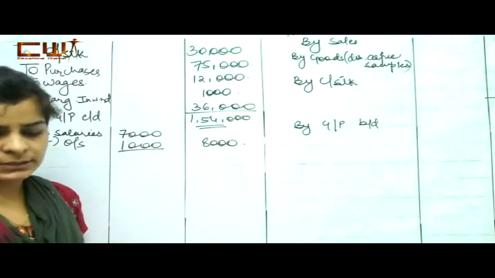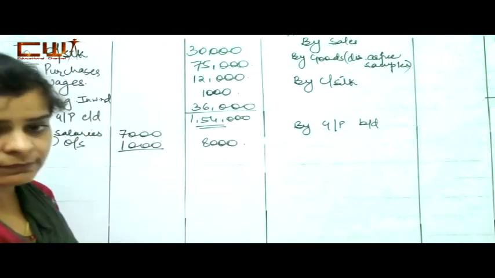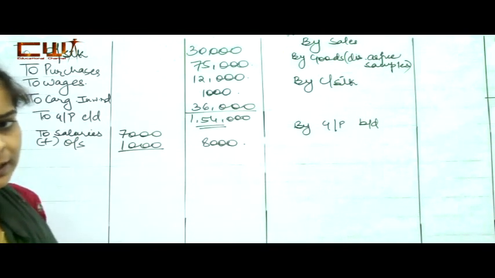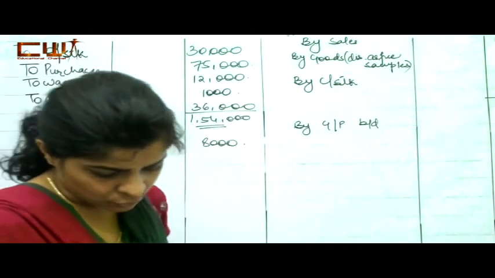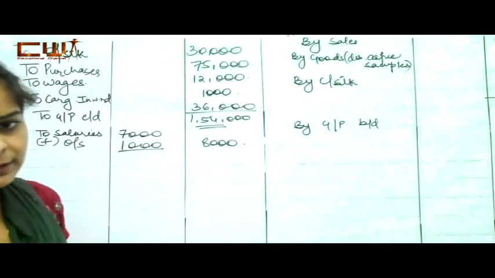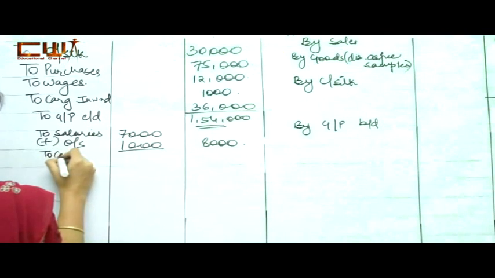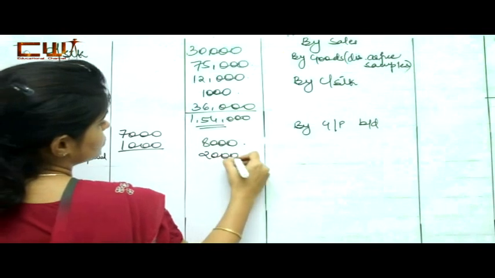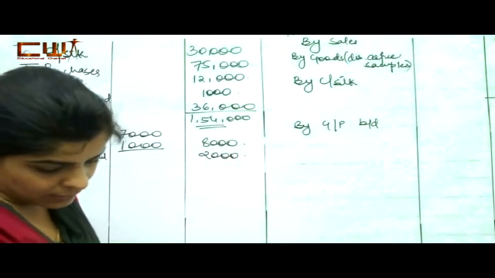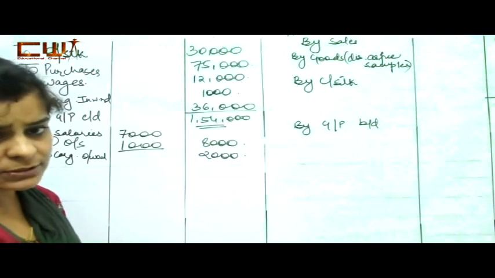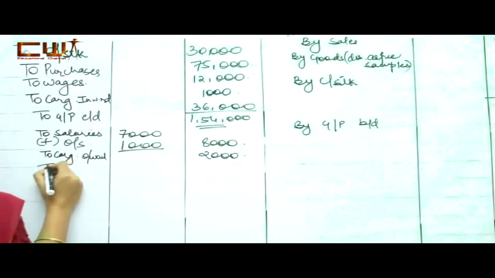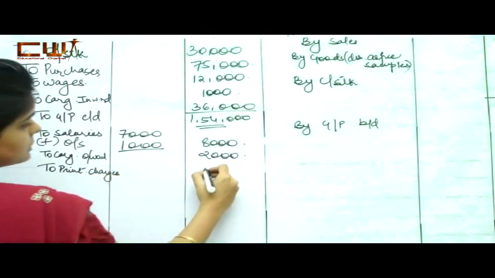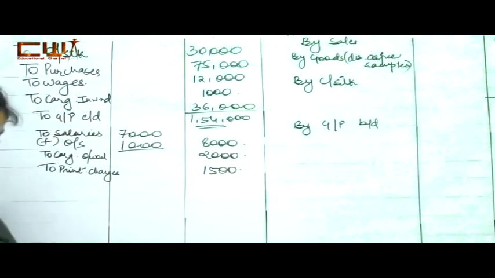So you will also mention it on the liability side of your balance sheet. Just remember. Next is carriage outward given to you. Please mention carriage outward. Is there any other adjustment related to it? No. Carriage outward is 2,000. We will write directly to carriage outward 2,000. Next you have printing charges. How much is the printing charges? 1,500. To printing charges 1,500, right?